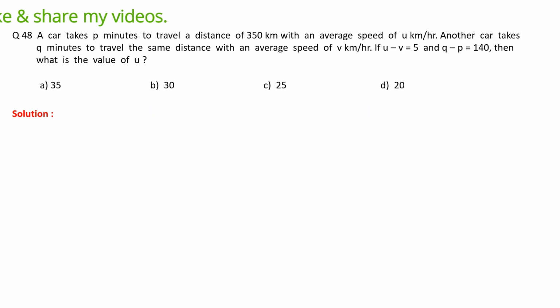Now students, this is a nice question. It says a car takes p minutes to travel a distance of 350 km with an average speed of u km per hour. Another car takes q minutes to travel the same distance with an average speed of v km per hour. If u minus v is equal to 5 and q minus p is equal to 140, then what is the value of u? Now the important point in this question is we are given distance in kilometers, speed in kilometer per hour, but the time is given to us in minutes. So first of all, we need to convert this time into hours.